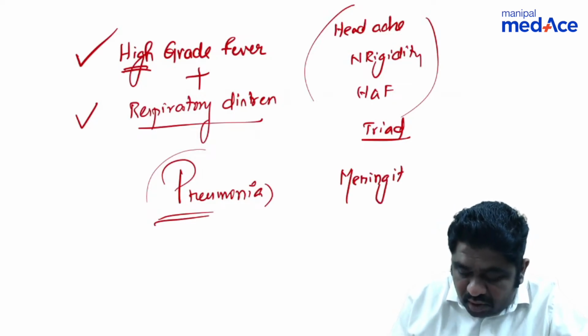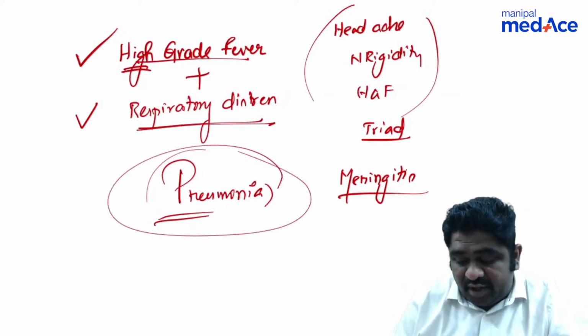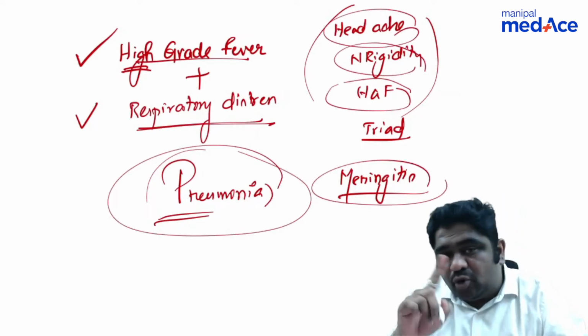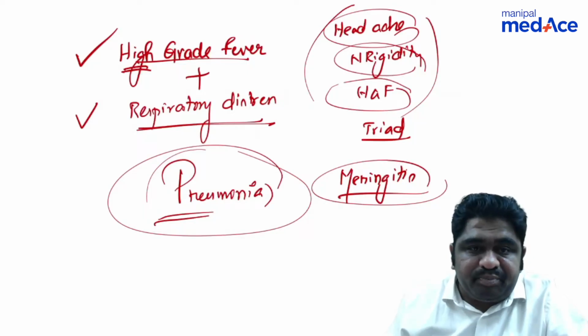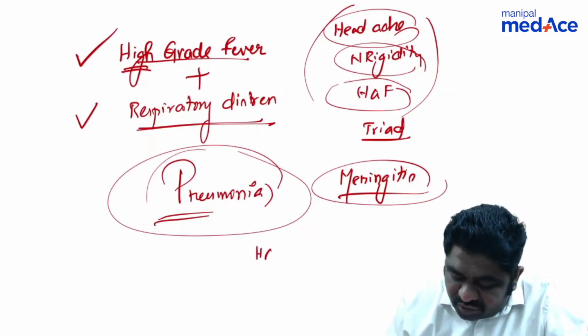Now you have two answers with you. One is high grade fever, respiratory distress giving you pneumonia. The other one is high grade fever, headache, neck rigidity giving you meningitis. In both the conditions, what is common? High grade fever. And if it is high grade fever, think of it as pyogenic.